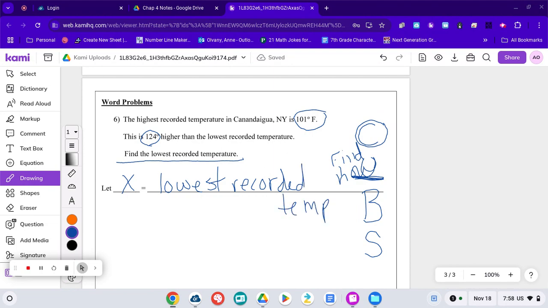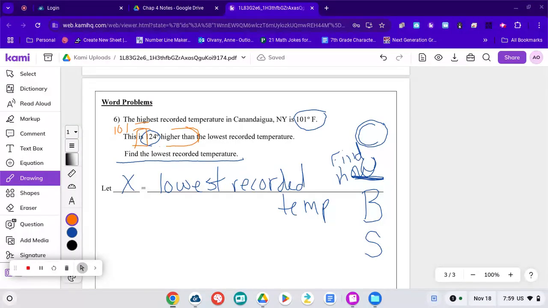I ran out of room. Oops. So now we're down to boxing in our key words. We're looking for those key math words that are over on the wall in my room. The highest recorded temperature in Canandaigua, New York is 101 degrees Fahrenheit. I don't see any big mathy math words there. This is referring to the 101, right? When you say something is a number, that's an equals. Okay. 124 degrees higher than.